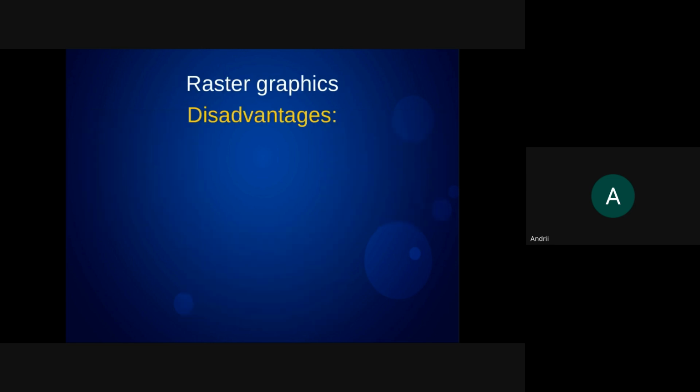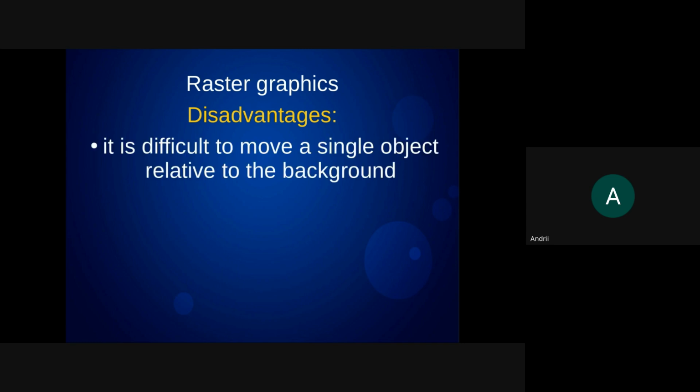But now let's take a look at the disadvantages of raster graphics. Of course, it has some disadvantages. The first one is that it's difficult to move a single object relative to the background. So imagine a situation: you have a nice picture of yourself somewhere, traveling maybe, but there is a person in the background, and that person spoils the image. You want to get rid of the person in the background, or another object, a car probably.